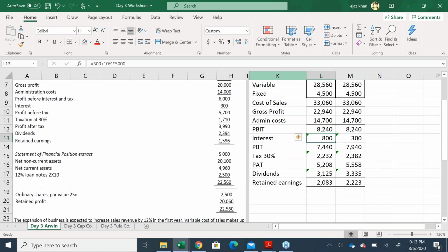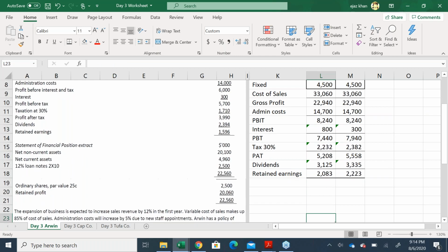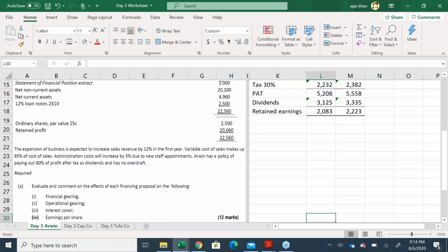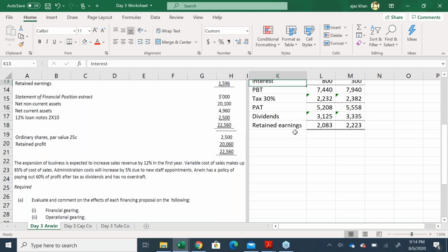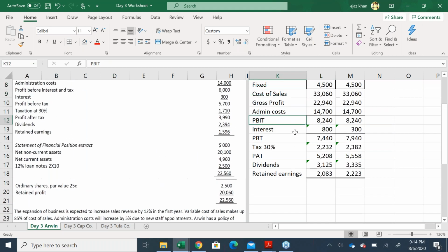Okay, there's a question from someone that why did we get 800? 800 is basically the existing interest and the interest on the new loan notes, 10% of the 5 million. Okay, let's move forward then. So now it has asked us to do some calculations and then comment on the effect. So financial gearing. First of all, let me reproduce the statement of financial position as well.